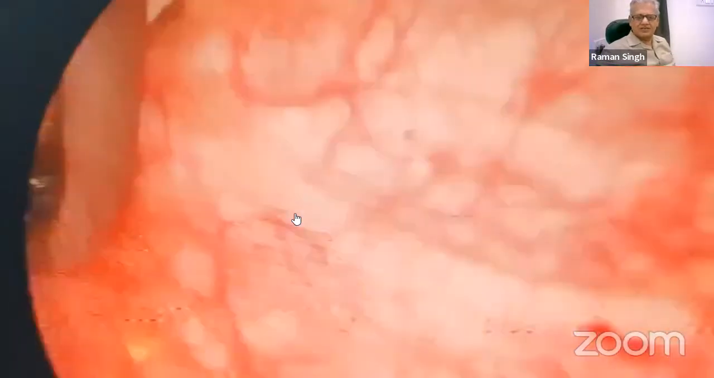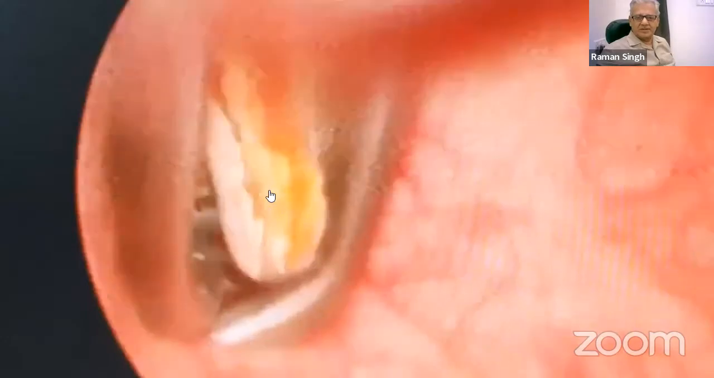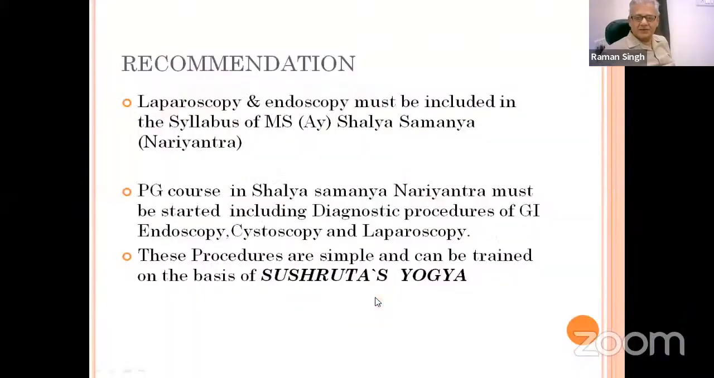Usually I was doing this diagnostic procedure only. But as Sushruta says, according to our own buddhi, the idea came to my mind that why not I introduce a 10 mm trocar and get it out.